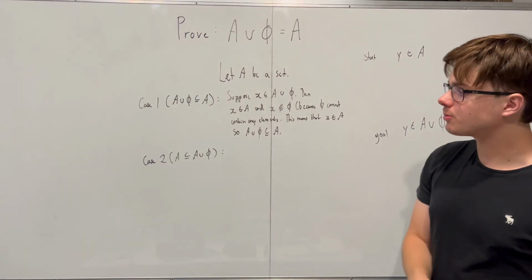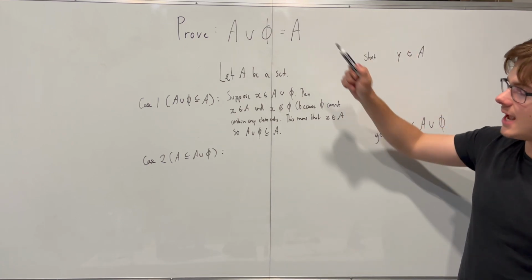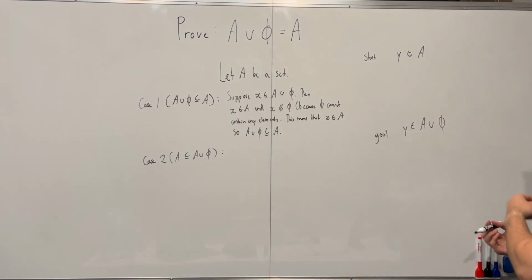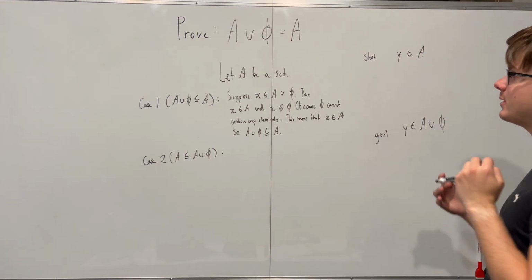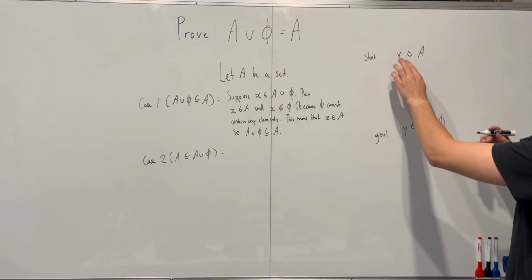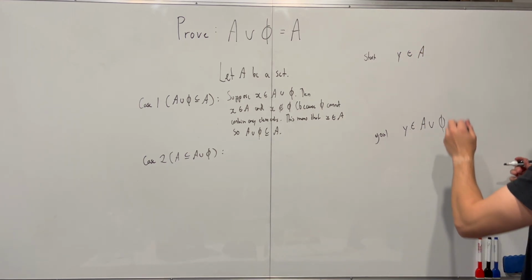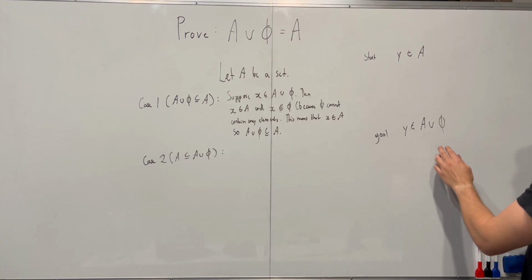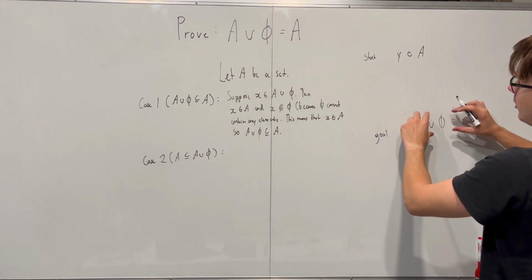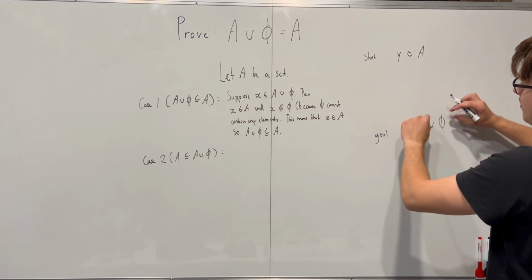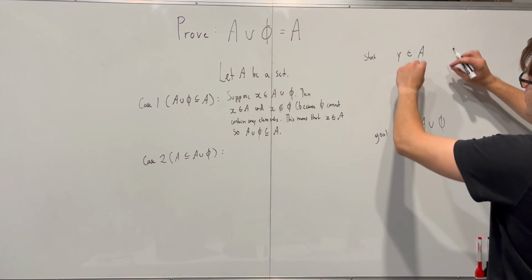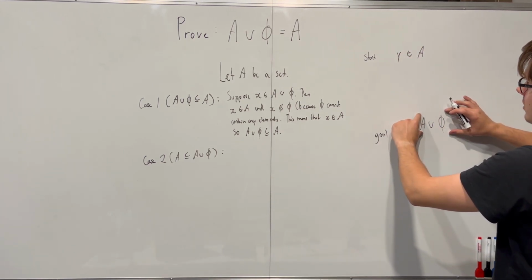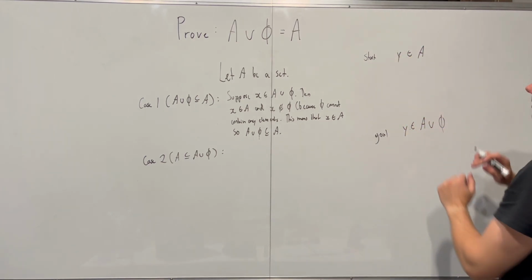Okay, so how are we going to prove that the set A is a subset of A union the empty set? Well, we're going to want to start here, and we're going to do the same strategy. We're going to create an arbitrary element Y, and this Y is going to represent all of the elements in A. And we want to show that Y is also going to be an element of A union the empty set, because if Y represents all of the elements and Y is in both, that means all the elements in A are going to be in A union the empty set, which means A is a subset of A union the empty set.